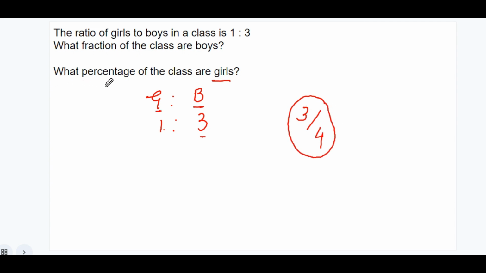The next part of the question is what percentage of the class are girls? For this question, again you need to find the fraction of girls, that is 1 by 4. To find your percentage, simply multiply it by 100. When you divide 100 by 4, you will get 25%. So 25% of the class are girls.